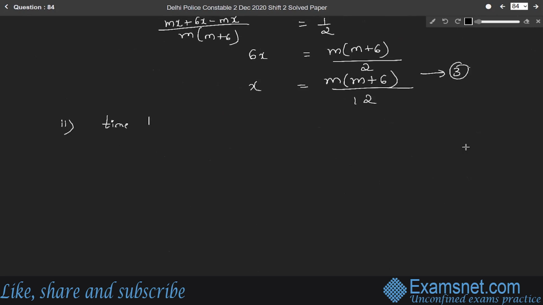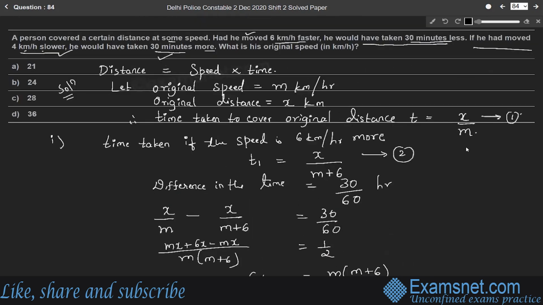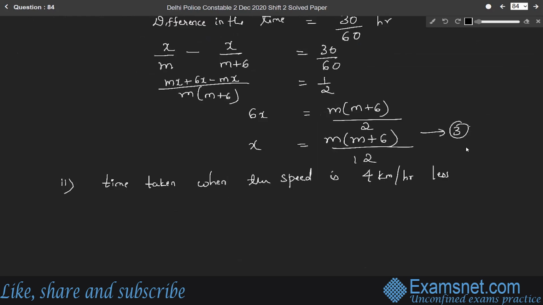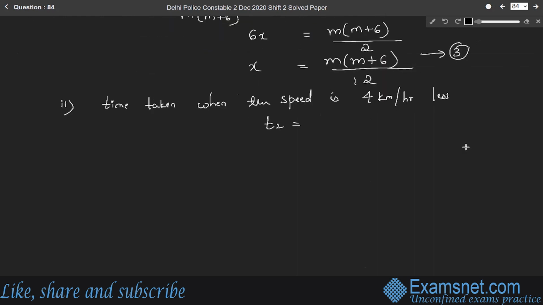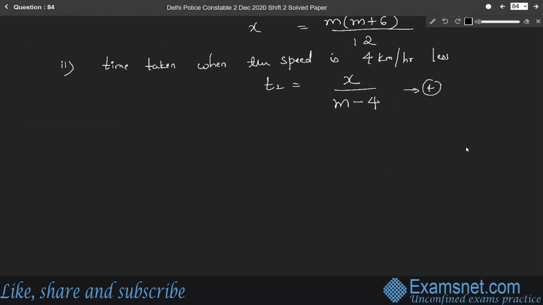time taken when the speed is 4 km per hour less. Time taken when the speed is 4 km per hour less, 4 km per hour slower. So then the time t2 will be distance by speed. Distance is x and the speed will be m minus 4. So he would have taken 30 minutes more. Therefore, difference in time is 30 minutes.